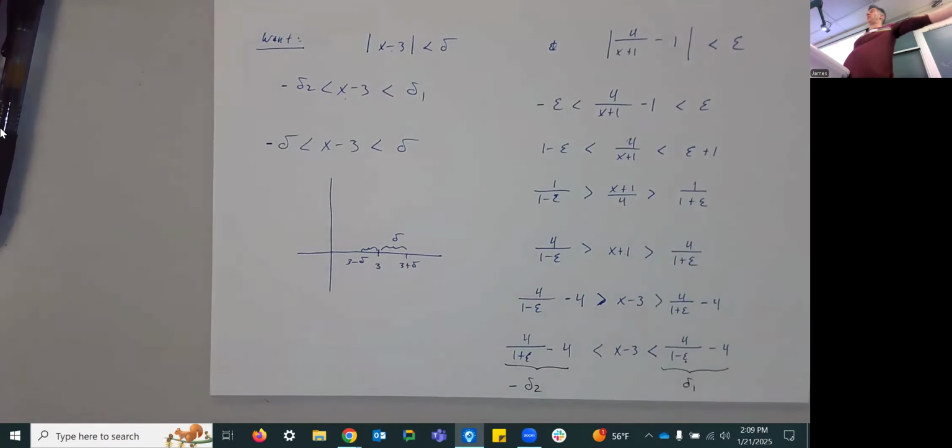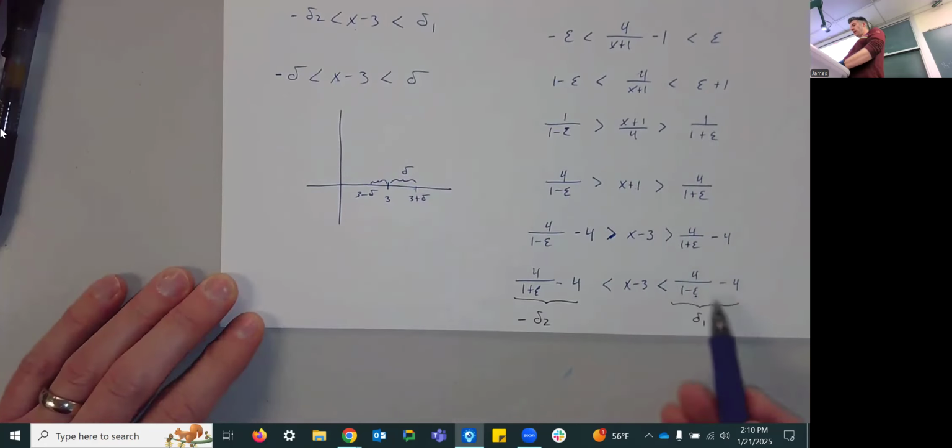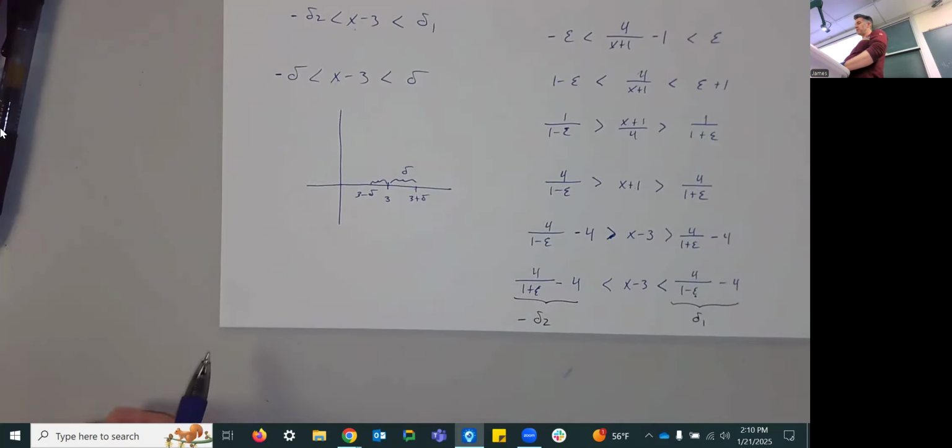The one on the right is the positive one, the one on the left is the negative one, so that we can either end up going to the right of 3 and having x minus 3 be positive, or to the left of 3 and having x minus 3 be negative, but still within the threshold that we're looking to be. So then I guess we should figure out which of those is the minimum.